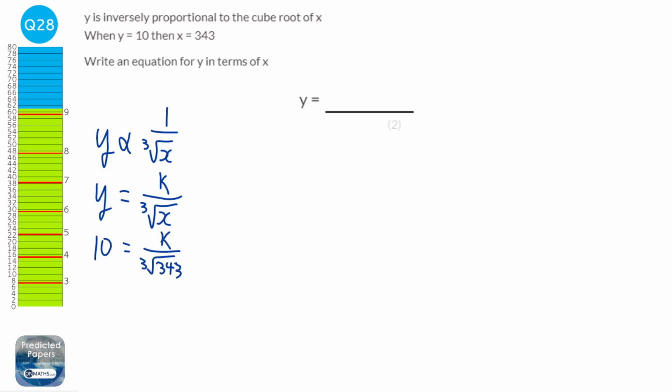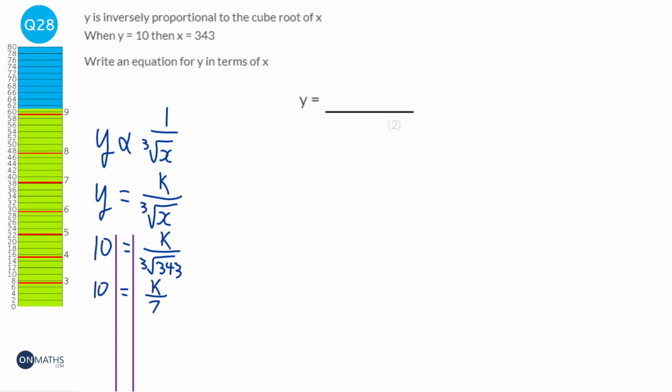Okay, next thing we're going to do is solve that. So put our lines in. Now the cube root of 343 is 7. So it's a lot easier, and we're just going to times both sides by 7. So k equals 70, and we're just going to rewrite this, but instead of k, we're just going to write 70. So y equals 70 over the cube root of x.